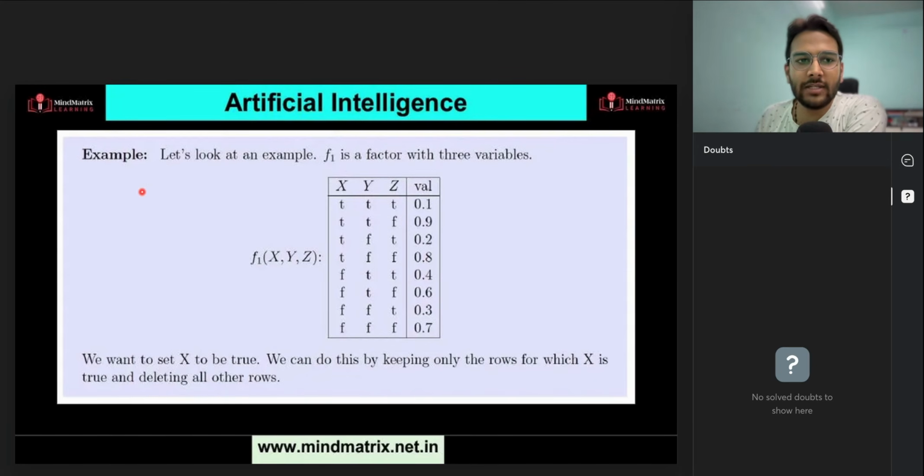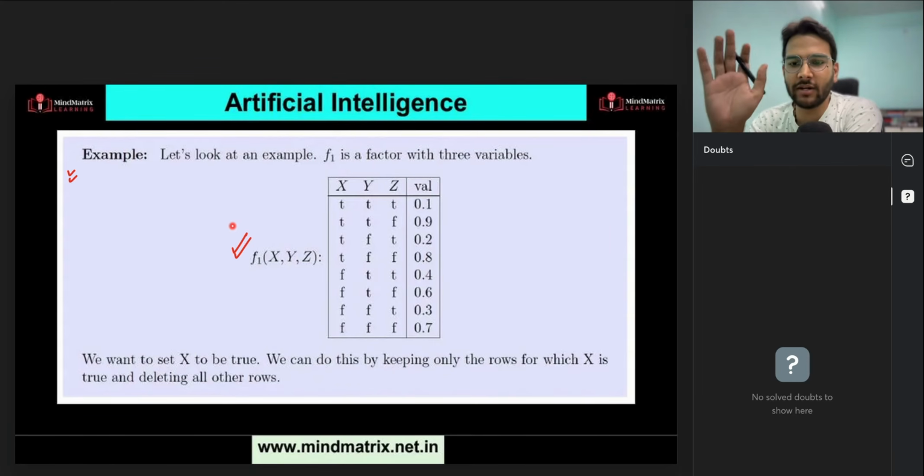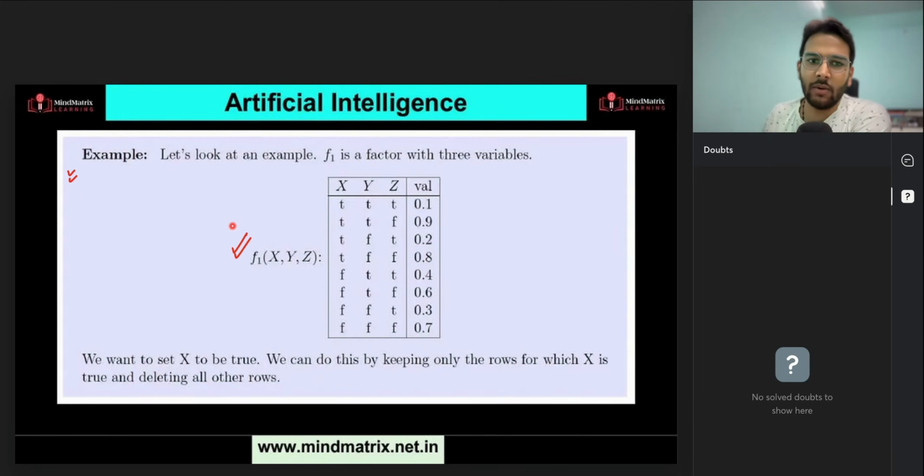Fine. Now carefully see this example. Let's take a look at the example. So f1 is a factor with 3 variables. You know what a factor is, right? We have already seen. Now let's see this example. This factor is given to you and it has 3 variables, x, y, z. So for that, the conditional probability table is also given to you.